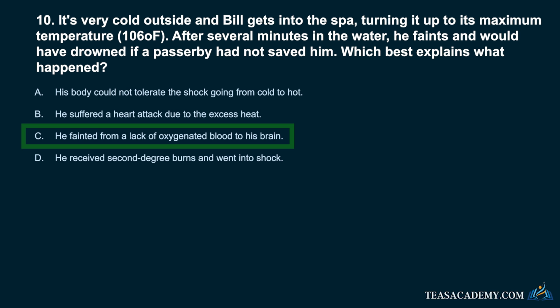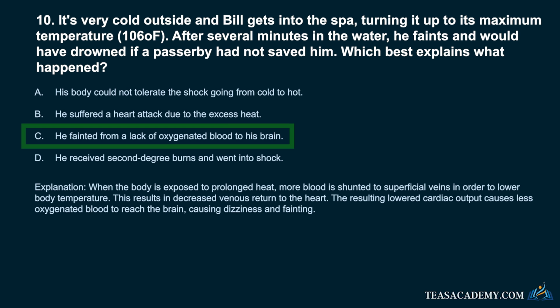Correct answer, C. He fainted from a lack of oxygenated blood to his brain. When the body is exposed to prolonged heat, more blood is shunted to superficial veins in order to lower body temperature. This results in decreased venous return to the heart. The resulting lowered cardiac output causes less oxygenated blood to reach the brain, causing dizziness and fainting.